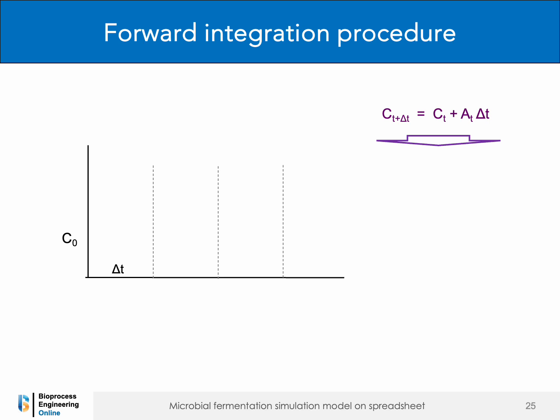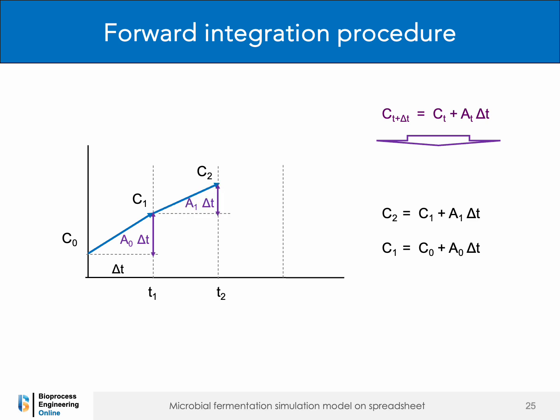The difference relation between the concentrations at time t and t plus delta t is used in the following way to carry out the numerical integration. The integration is started from the initial concentration C0. The slope A0 is calculated at time 0, and the concentration C1 at the following time T1 is determined by adding to C0 the concentration increment A0 delta T.